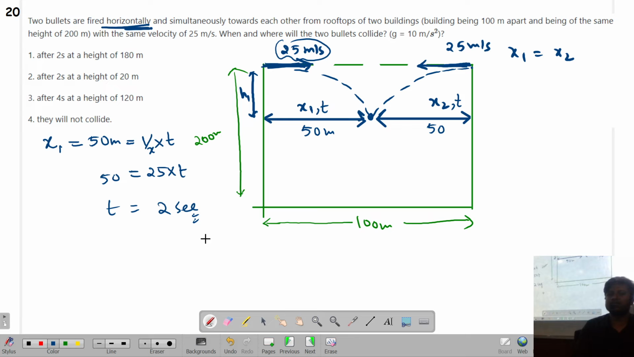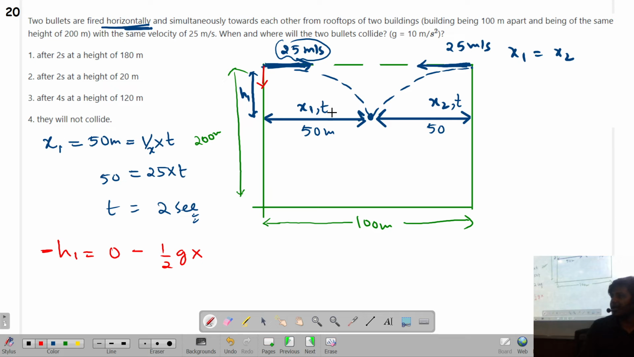Now comes the most important point. What is the initial velocity along the vertical direction? Zero or not? Tell me yes or no. Along this vertical direction, what is the initial velocity? Zero. Can you calculate the height? Height h1 is equal to what? This displacement h1 is in the downward direction or not? So minus h1, initial velocity 0, minus half of g into how much time?